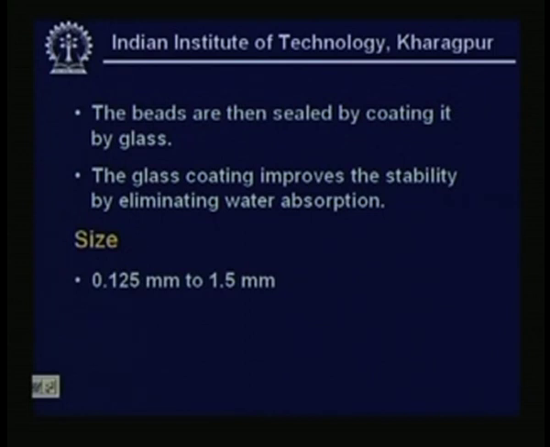The typical size of a thermistor is 0.125 millimeter to 1.5 millimeter. Usually we compare the three basic temperature sensors: one is thermocouple, then RTD, then thermistor. You will find that the thermistor has the smallest size. Some are so small that it is sometimes very difficult to even see with the naked eye. It can be made so small.